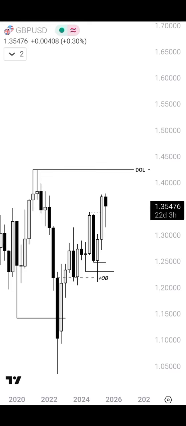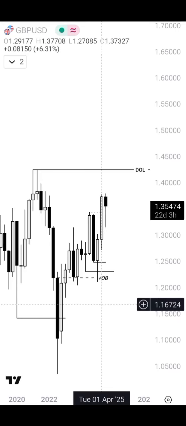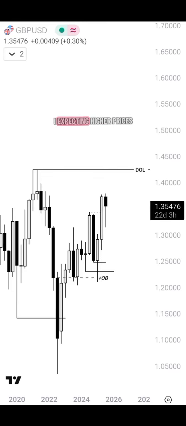Now, after that question has been answered, the next question I want to ask myself is what is the bias and the narrative? Bias meaning the direction of the market. Are we bullish or are we bearish? So, if I'm bullish, why? Why am I bullish? My bias on this 3-month chart is bullish. I'm expecting higher prices.